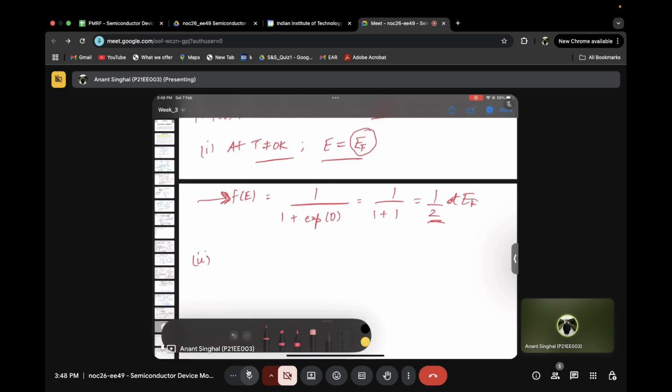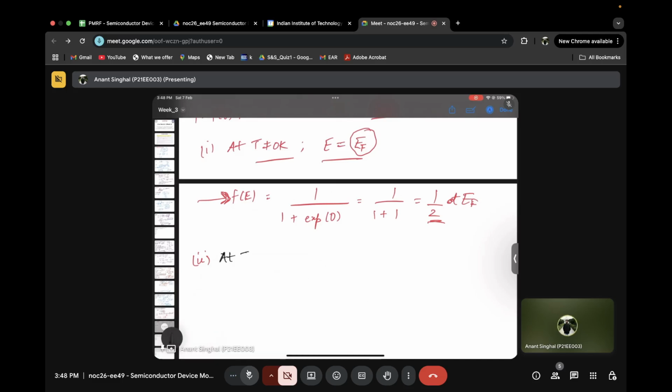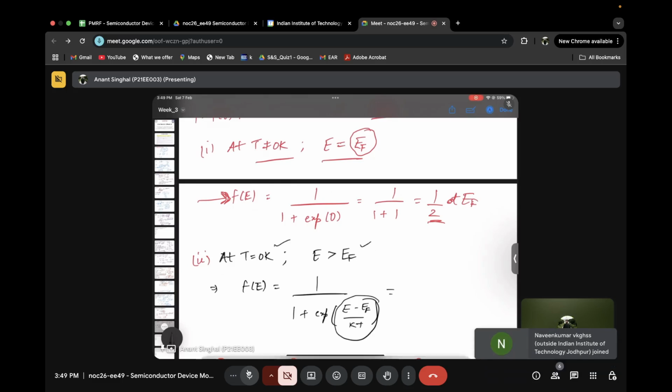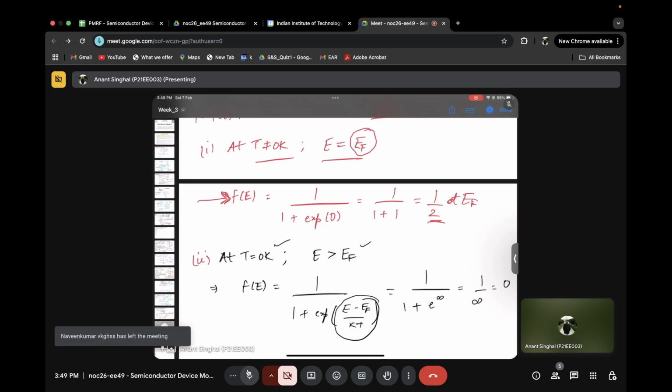Now let's say I'm talking about 0 Kelvin. At T equal to 0 Kelvin, and at an energy level which is greater than that of Fermi, if I calculate Fe here, it is 1 upon 1 plus exponential of E minus EF over KT. Can anyone tell what this term would be if I put these conditions? This would be 1 upon 1 plus e raised to the power infinity, which is again infinity. So it would be 1 by infinity, which is 0.